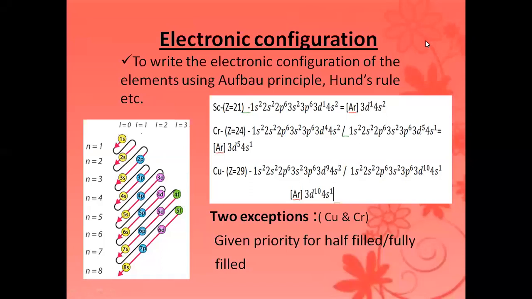Next topic is electronic configuration. To write the electronic configuration of the elements, we use the Aufbau principle and Hund's rule. First, what is the Aufbau principle? The Aufbau principle means the electrons fill the orbitals from the lower energy orbital to the higher energy orbital. Next is Hund's rule. Hund's rule means the electrons fill singly first, and only then pairing takes place.